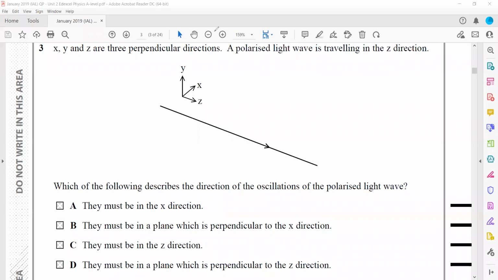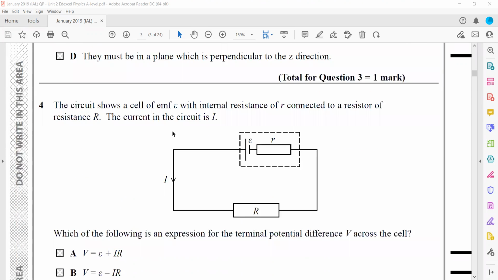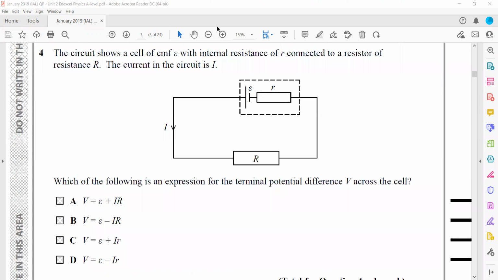So polarized light has one component, and that is the vibration perpendicular to the direction of propagation of the wave. The circuit shows a cell with the electromotive force and internal resistance r, connected to a resistor R. The current in the circuit is I. Which of the following is an expression for the terminal voltage?